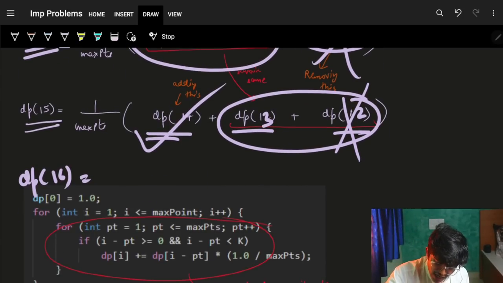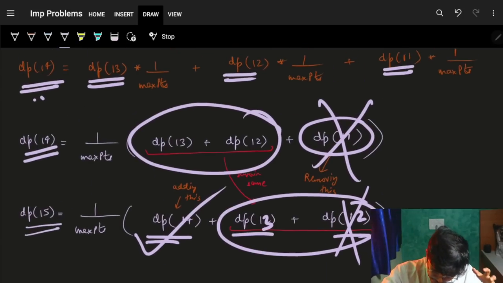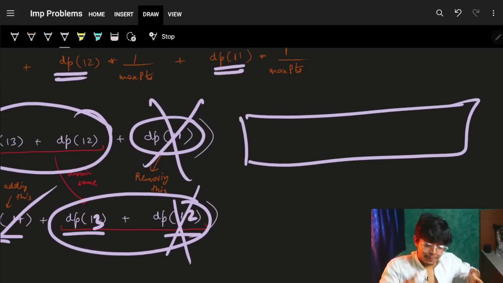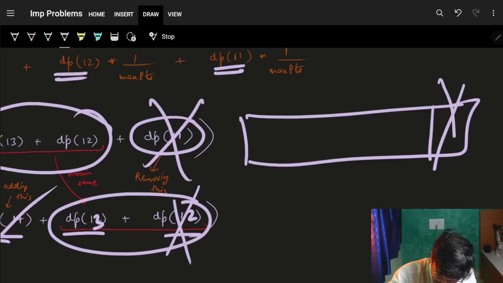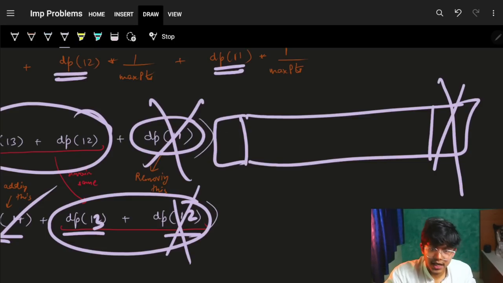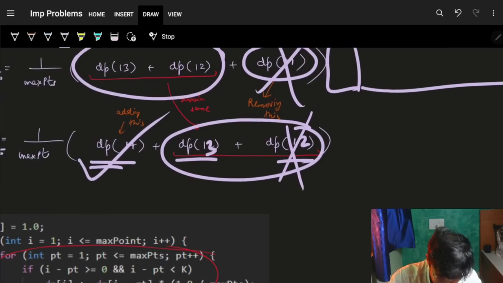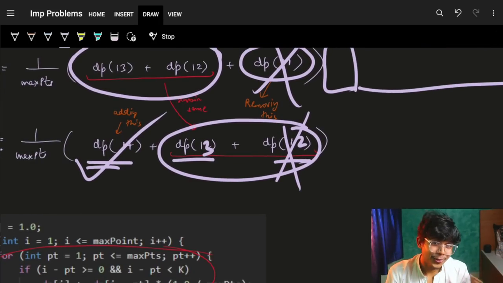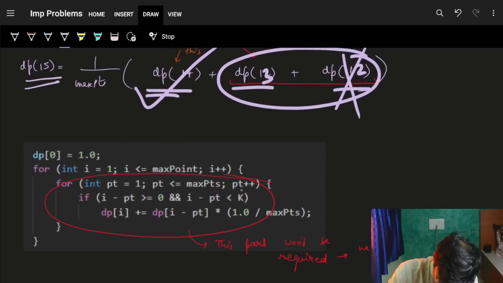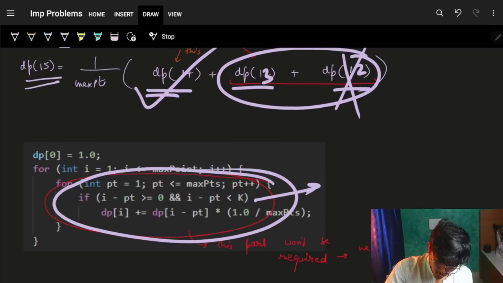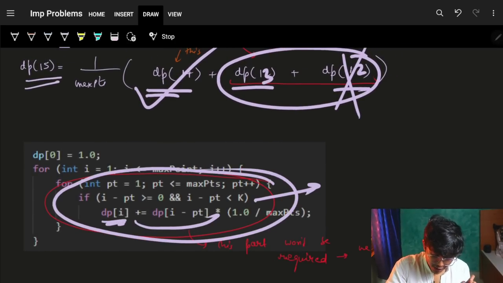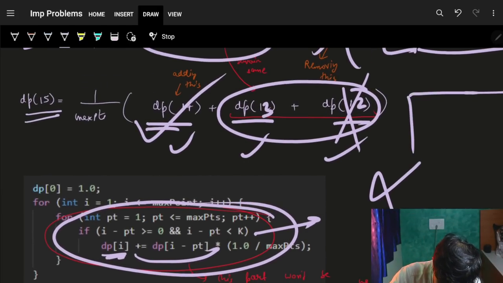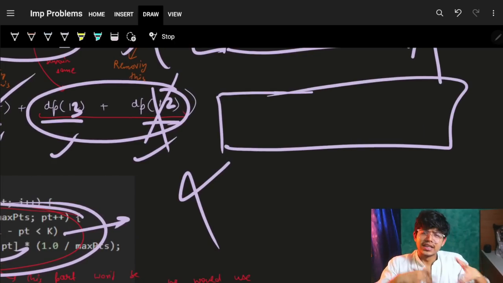Basically you have this whole window. As soon as you move to the next ith element, the last part gets removed and a new part gets added. It's nothing but a sliding window approach, which is used to optimize your existing DP solution. You saw how good this question is. The for loop to find the DP of I by going over every DP of I minus PT won't be required at all, because you can just use a sliding window to compute it.